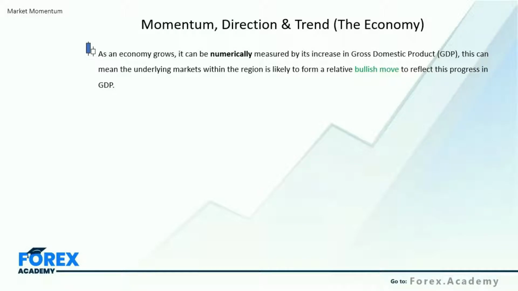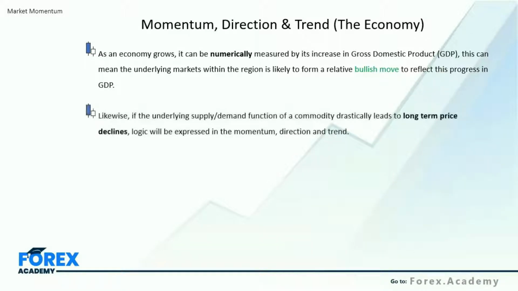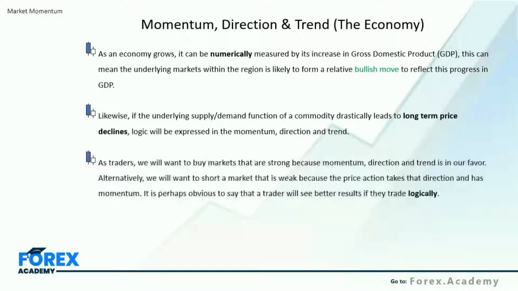As an economy grows, it can be numerically measured by its increase in gross domestic product. This can mean the underlying markets within the region are likely to form a relative bullish move to reflect this progress which is made in GDP. Likewise, just to give you a final example, if the underlying supply and demand function of a commodity drastically leads to long-term price declines, logic will be expressed in the momentum of that market and the direction in which that market is moving, and then we're likely to see the formation of a trend.